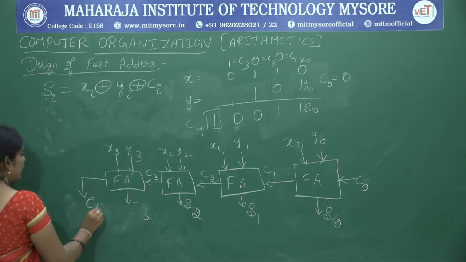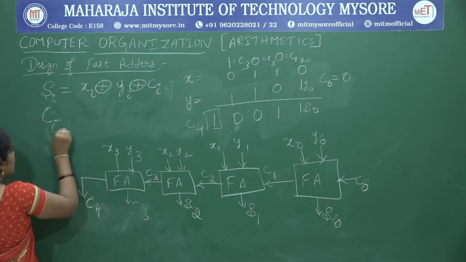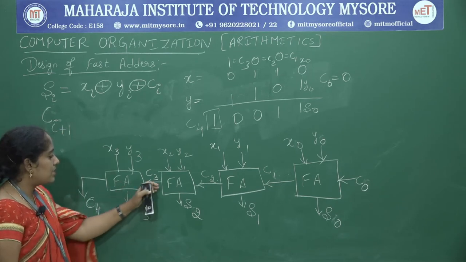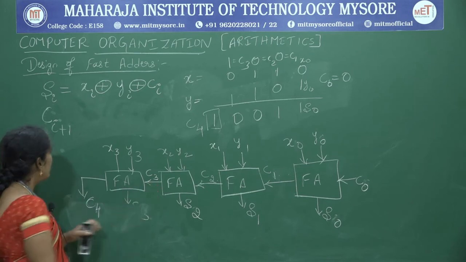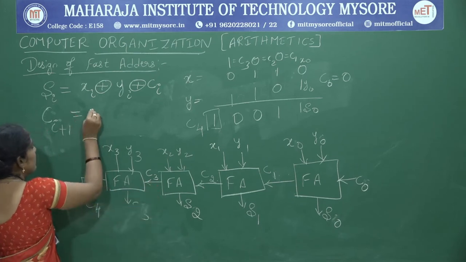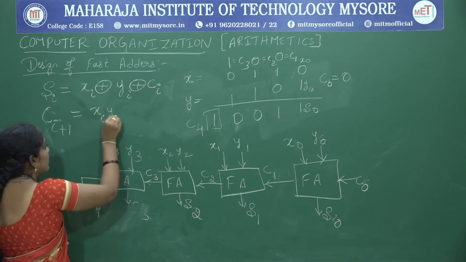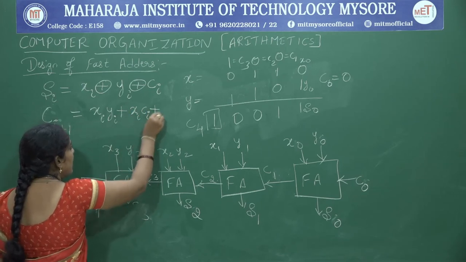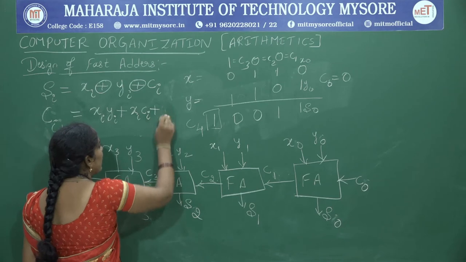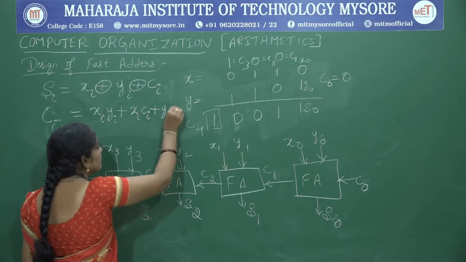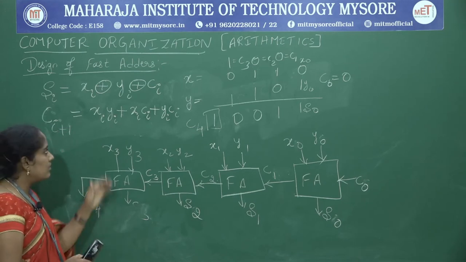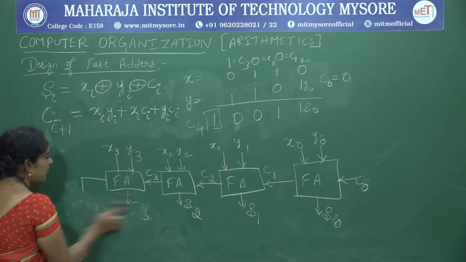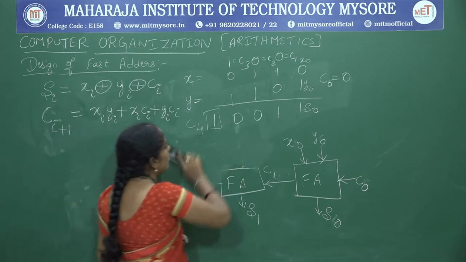So how to generate the Ci plus 1? This is Ci plus 1. So for this step, Ci plus 1 is Xi Yi plus Xi Ci plus Yi Ci. So this is the sum function and the carry function. Okay. Now write the logic diagram for this.